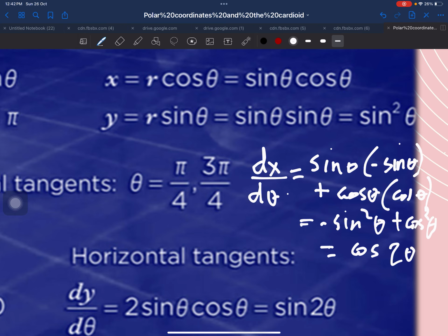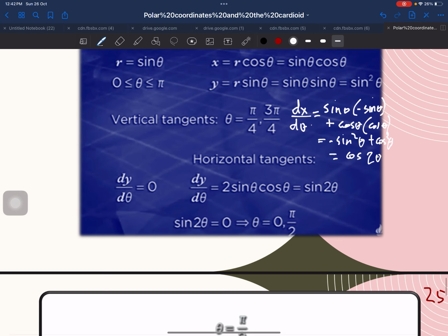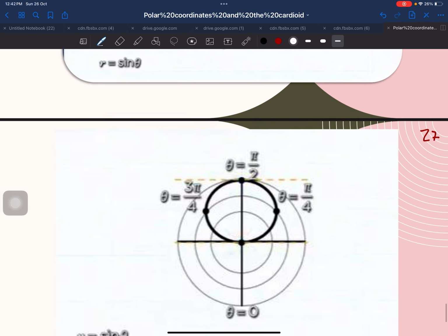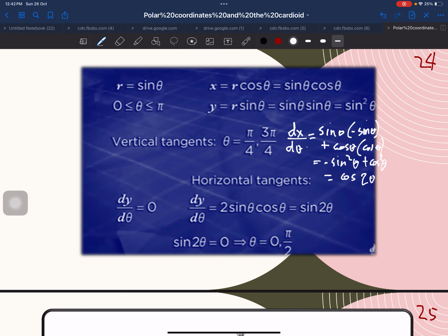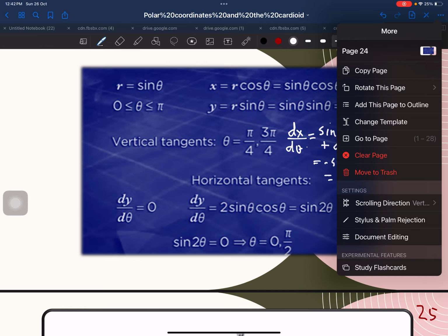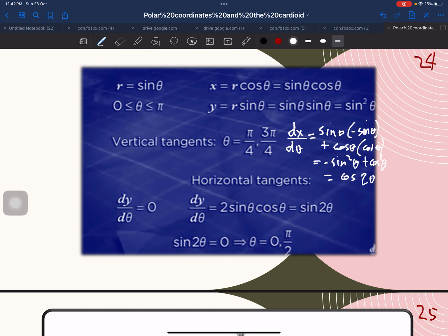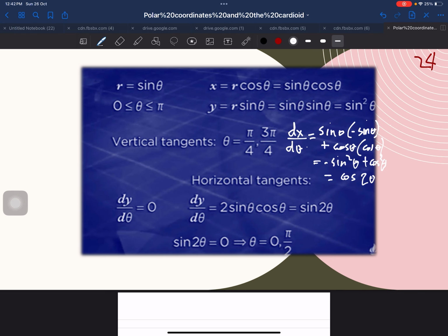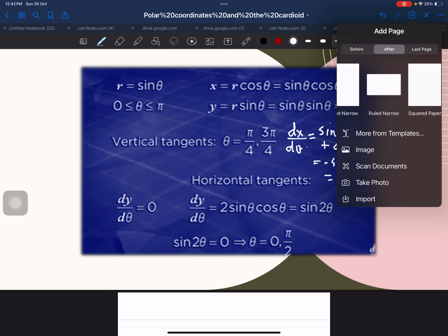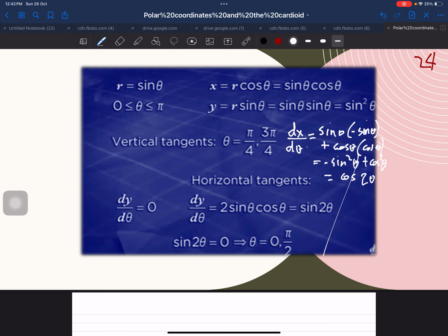Now, I want this to be 0. So let's solve cosine 2 theta equal to 0. Let me add one more page. How do I add a page? I forgot. Okay, there it is.